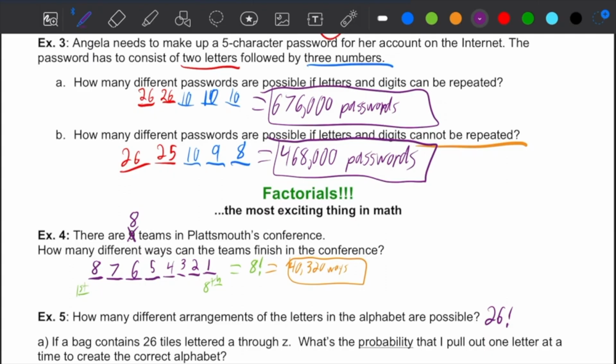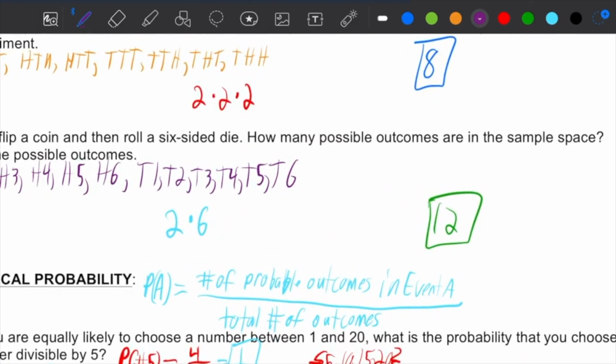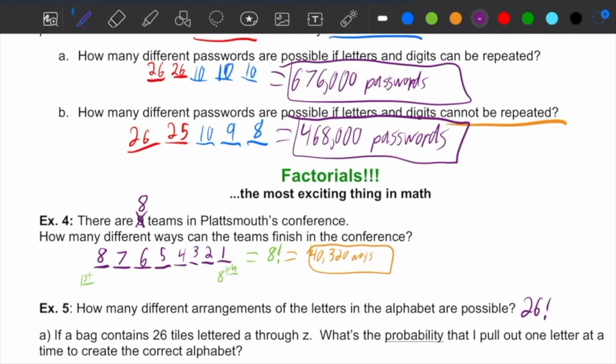So that contains 26 tiles lettered A through Z. What's the probability I pull out one letter at a time to create the correct alphabet? Not very likely, okay? Because out of the 26 factorial options, that's why we said how many total there are, and we talked about theoretical probability earlier being the number of probable or correct outcomes out of the total number of outcomes. So the total number is 26 factorial. So many different combinations you could make of the alphabet. But how many of those are actually the correct alphabet? Well, there's only one correct alphabet, 1 out of 26 factorial.